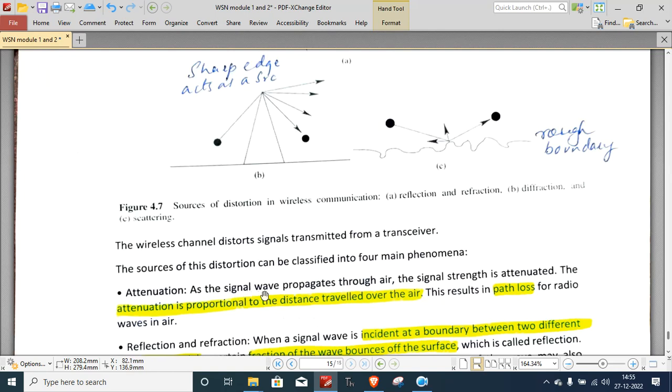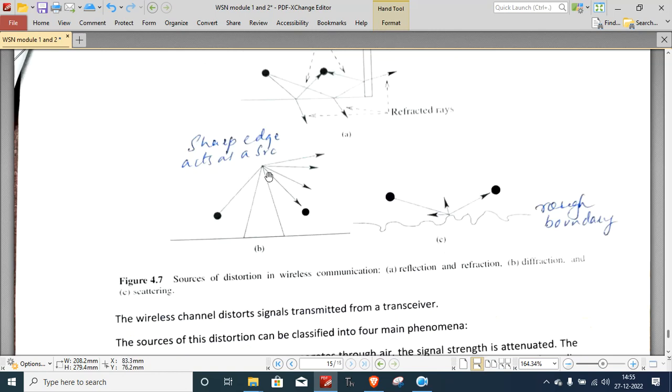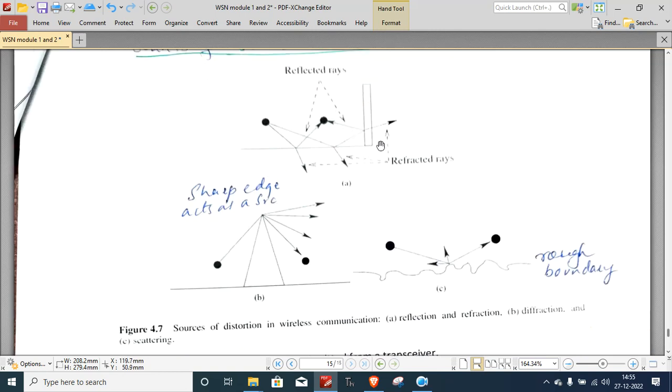Attenuation: as a signal wave propagates through air, the signal strength is attenuated. The attenuation is proportional to the distance traveled over the air. This results in path loss for radio waves in the air. Then we have reflection and refraction. As you can see here, there are two nodes that can transmit signals in this fashion. So this is the reflected ray that is reaching the other node, and a few other components are getting lost because of refraction.